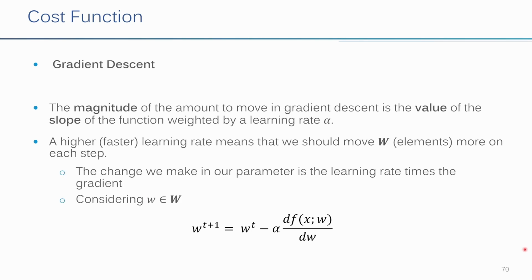So, as we talked before, the magnitude of the amount to move in gradient descent is the actual value of our slope. This is weighted according to a learning rate, which is the speed, or how much faster or slower we should move our elements. In this regard, this alpha right here will tell us how much we should change our W. We're doing the gradient descent here considering W, but later on we'll see that this can be any part of our neural networks, any parameter that we have there, including the bias term.